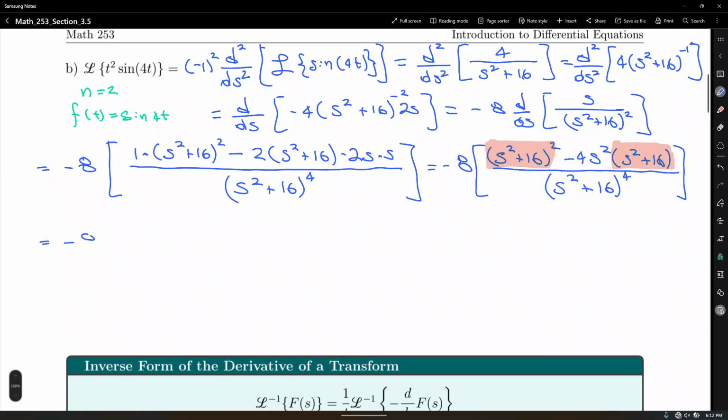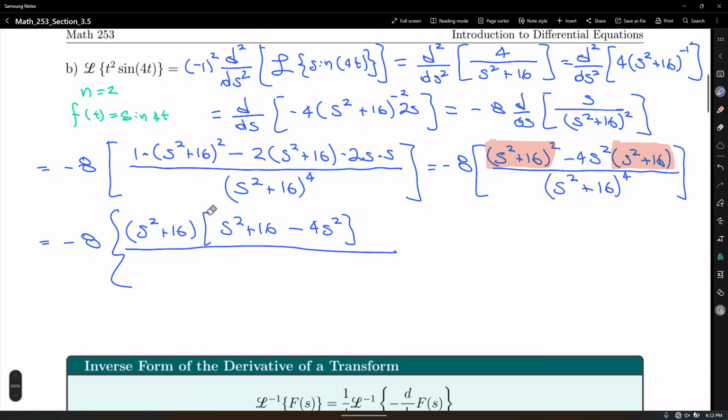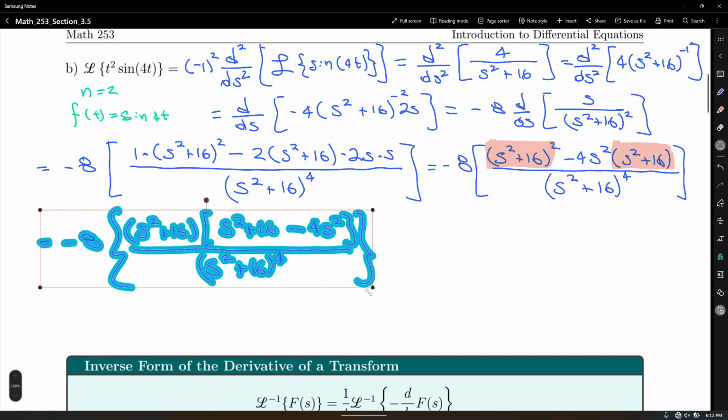And this will be negative 8 times curly braces, (s squared plus 16) to the first power, bracket, okay, we're left with one power, that is s squared plus 16 minus 4s squared, divided by (s squared plus 16) to the fourth power. Let me make this a little smaller. So, what do we do next?